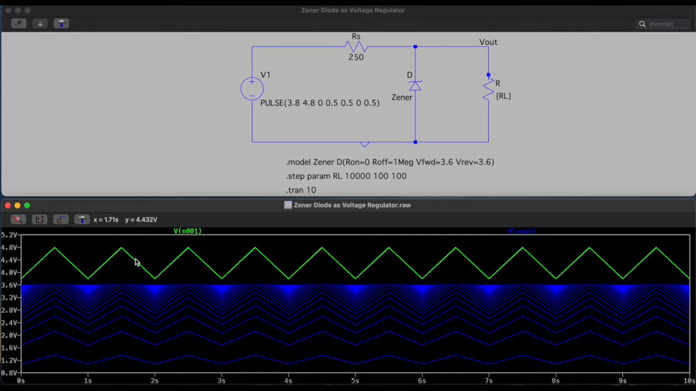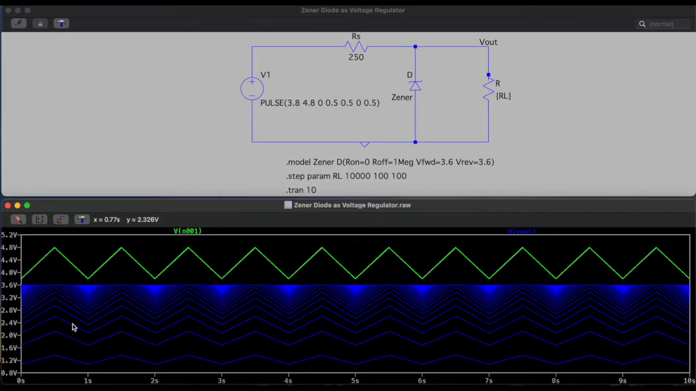The green one indicates the input voltage and the blue one indicates the output voltage across the load resistor. The bottommost wave indicates the output for a load resistor of 100 ohm, then the one above is the output voltage for a load resistor of 200 ohm, then 300, until it reaches 10,000 ohm, which is 10 kilo ohm. As you can see, when my load resistor is 100 ohm, the output voltage is approx 1.4 volt. Then when the load resistor value is 200 ohm, my output voltage is approx 2.2 volt.